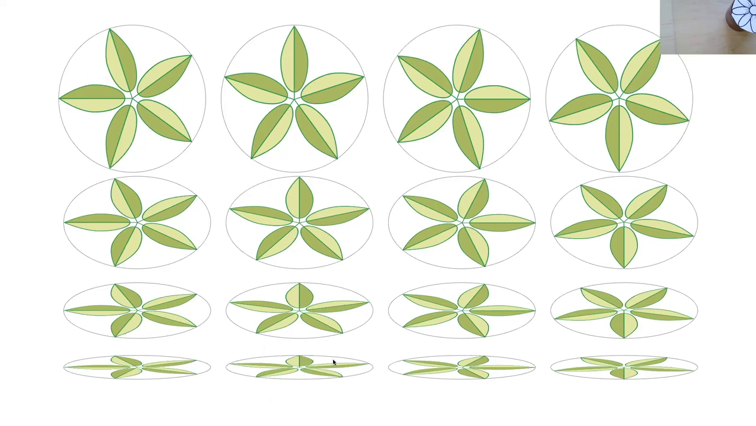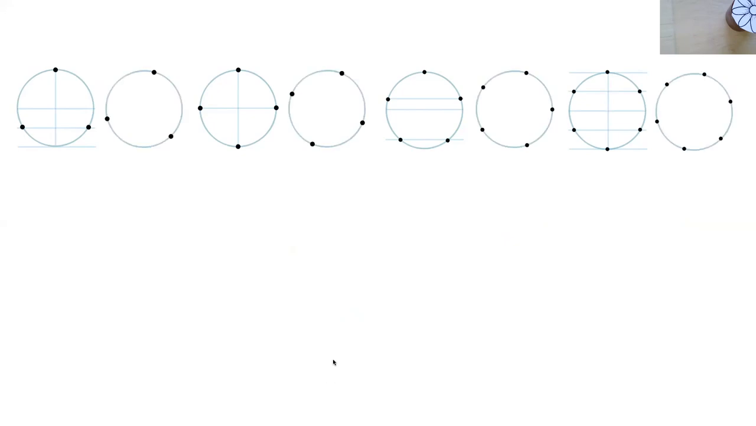Let's look at this another way. So here are the four circles that we had before. And there's our dot. That's where we started off. I'm going to take each of these and rotate them slightly. And I've mathematically figured out the ideal amount of rotation that gets these petals into a really different position.